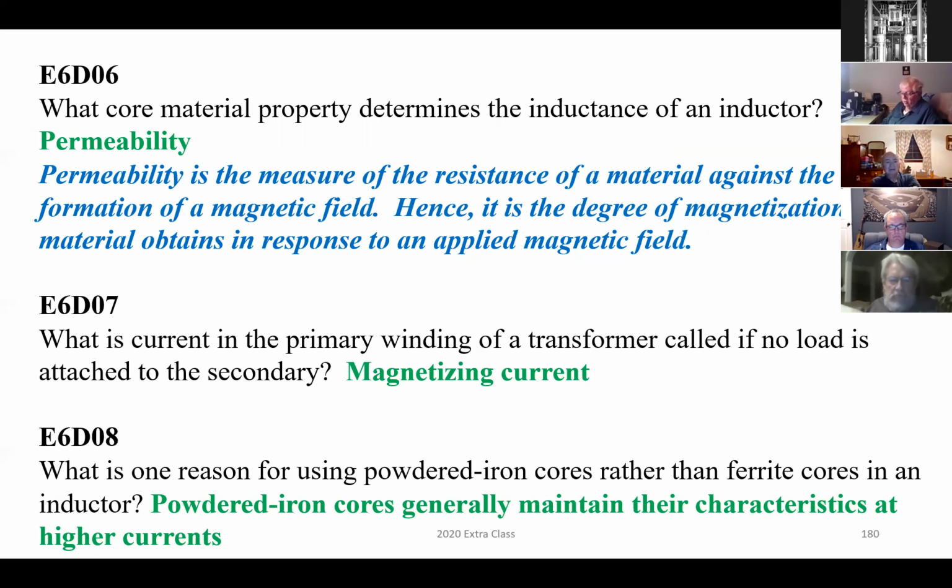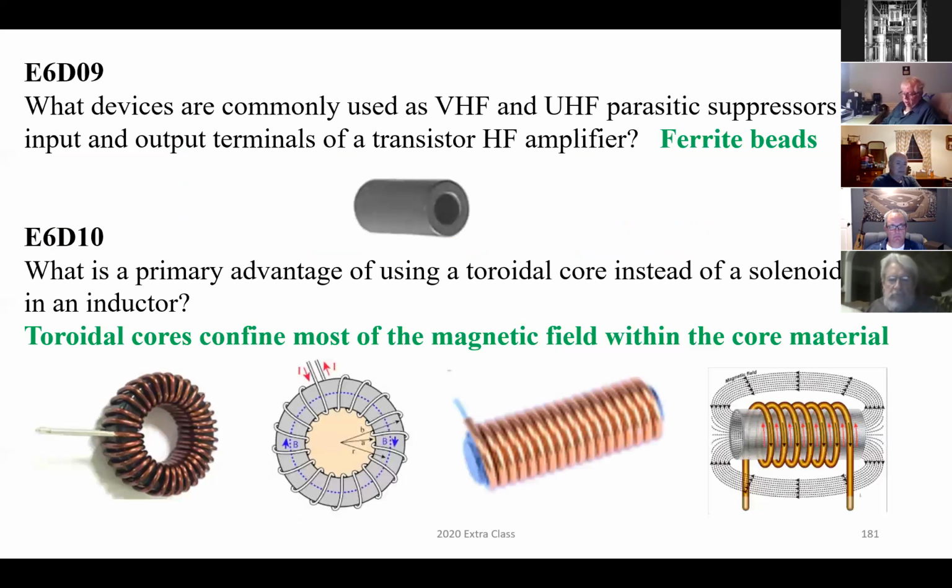Number 8, what is one reason for using powdered iron cores rather than ferrite cores in an inductor? It's going to be B, powdered iron cores generally maintain their characteristics at higher currents. Number 9, what devices are commonly used as VHF and UHF parasitic suppressors at the input and output terminals of a transistor HF amplifier? That would be C, ferrite beads.